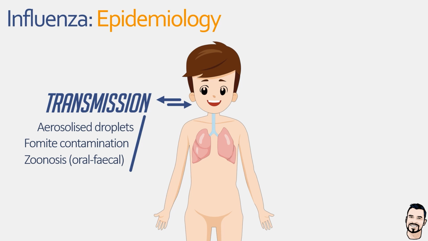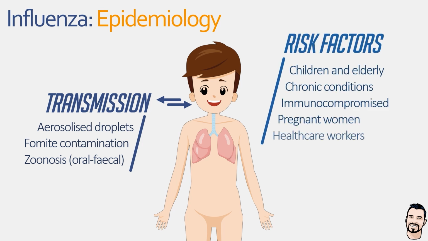Now, some groups of people who are at a heightened risk of influenza infection include those such as children and the elderly, who might have an underdeveloped or deteriorating immune system, those with chronic conditions such as heart disease, underlying respiratory diseases such as asthma, and those with diabetes. Other groups include those who are immunocompromised or who have an altered immune system, such as those who are pregnant. And finally, we have healthcare workers.